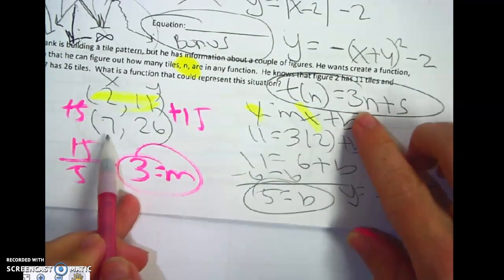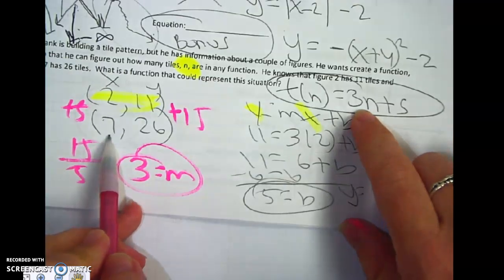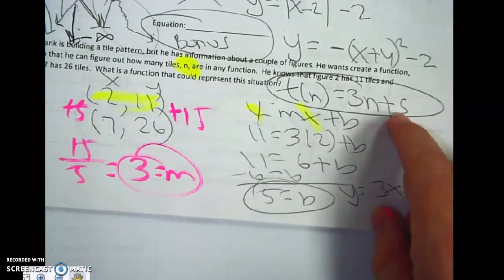How can I check it? If I plug in 7, 3 times 7 is 21, plus 5 is 26. So I know I'm good.